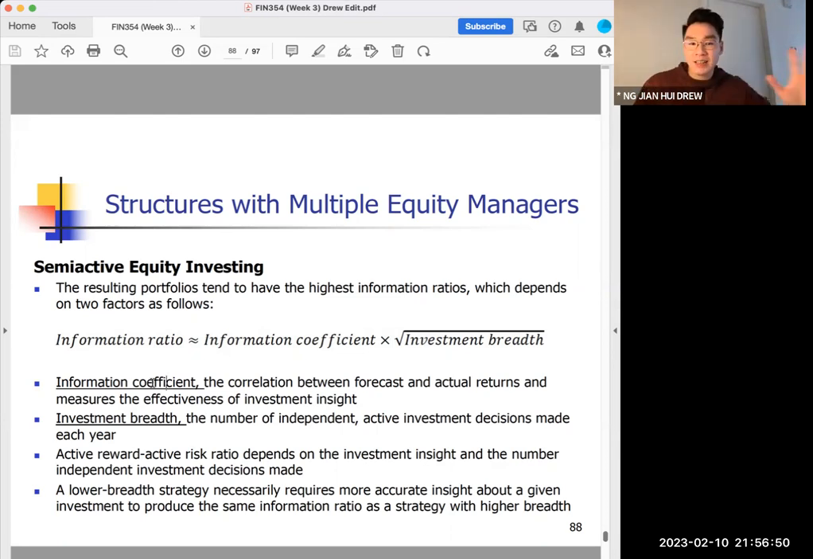Now, if it goes the other way, where the information coefficient is high, it means that you're doing more tracking, and low investment breadth means that it is a less active strategy.